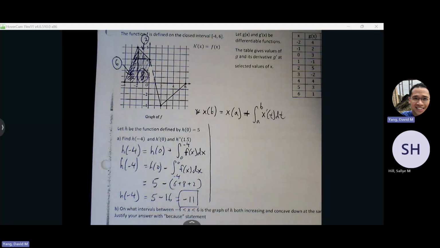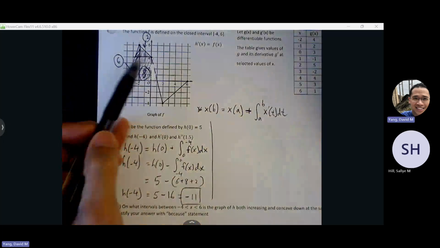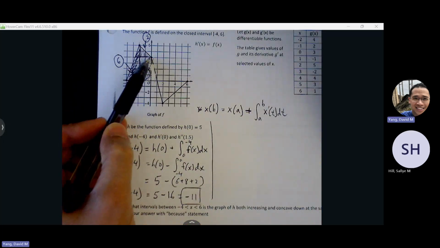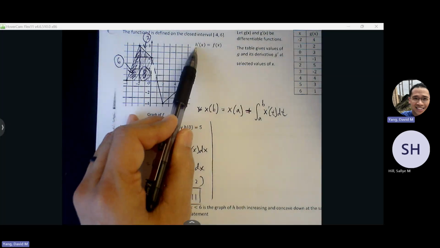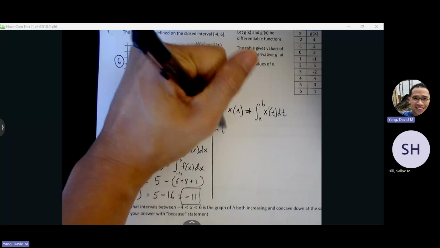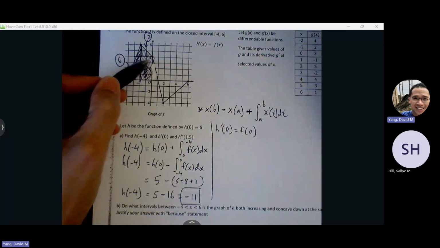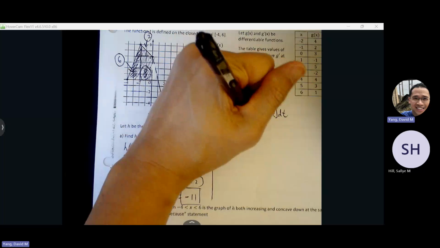Next up, h prime of 0. This is the h prime graph, so h prime of 0 is simply asking for the y value of the f graph. We're just going along with the definition here. So h prime of 0 equals f of 0, and f of 0 is that y value. That y value is 4.